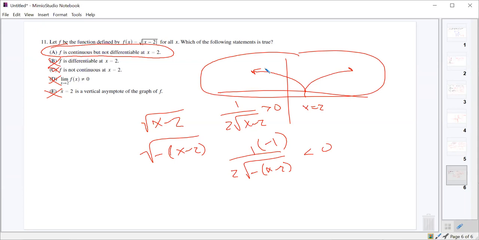But you can go through and, by process of elimination, if you don't know what the graph looks like, figure out all the rest of it. Any questions there on number 11?